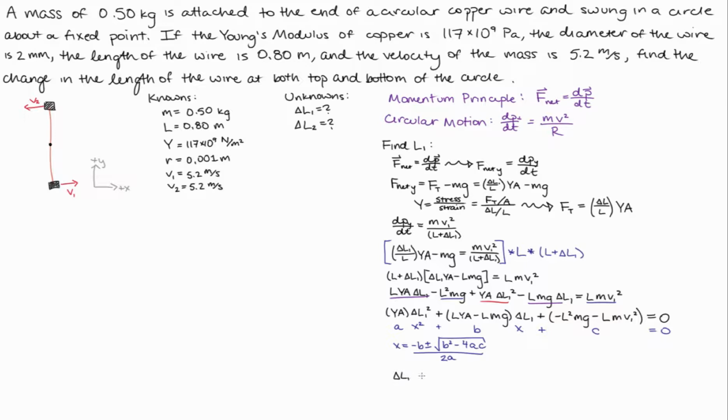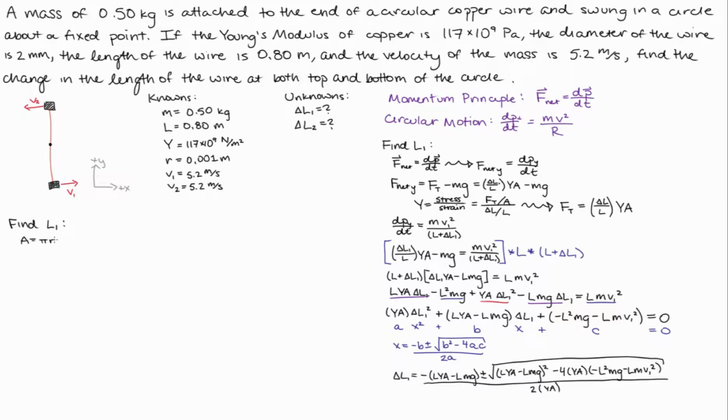Plugging in our values for a, b, and c gives us delta L1 equals negative the quantity Lya minus Lmg plus or minus the square root of the quantity Lya minus Lmg squared minus 4Ya times the quantity negative L squared mg minus Lmv1 squared, all over 2Ya. Since the cross-sectional area of our wire is given by pi r squared, all the quantities in this expression are known, and we can plug in and solve for delta L1.